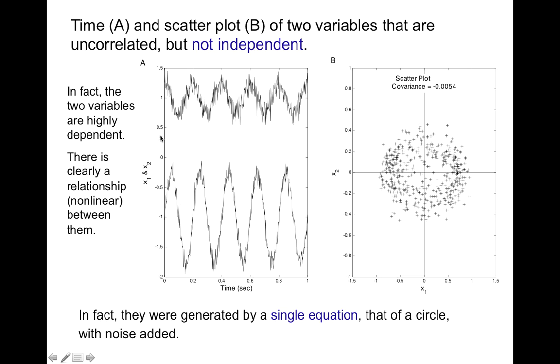So here are two variables, x1 and x2. Clearly you can see that there's a linear relationship between the two, and they have some noise added. So these are uncorrelated but not independent. Here's a scatter plot, and you can see x1 and x2 have a relationship that is like a circle with some added noise that accounts for the fact that there's some width to the circular function.